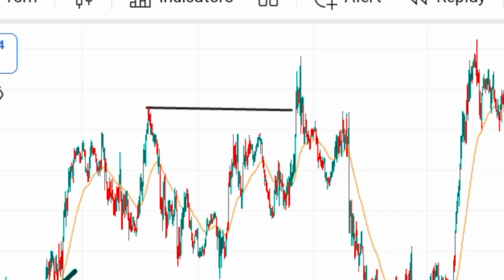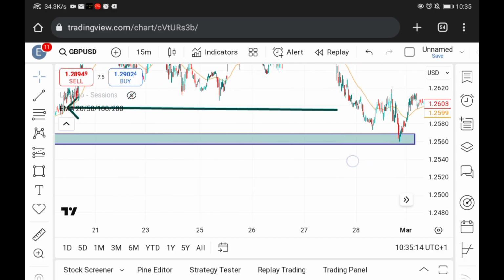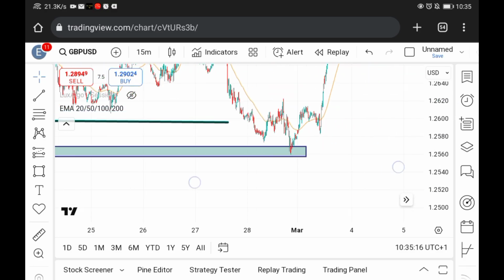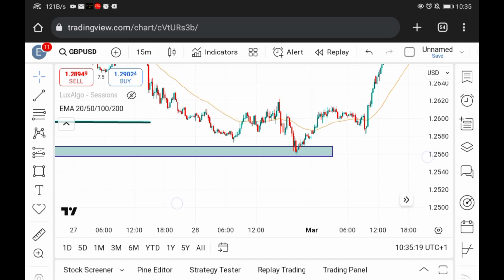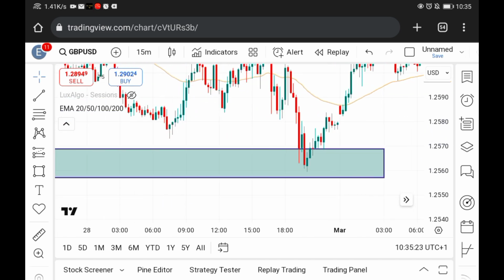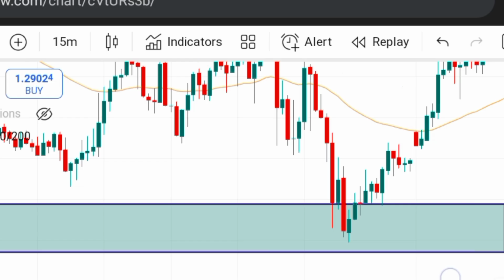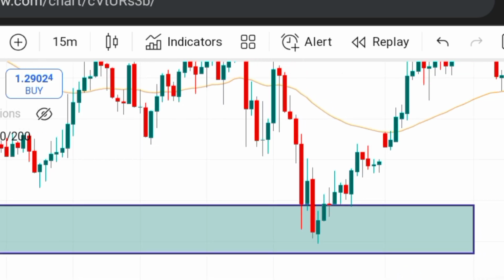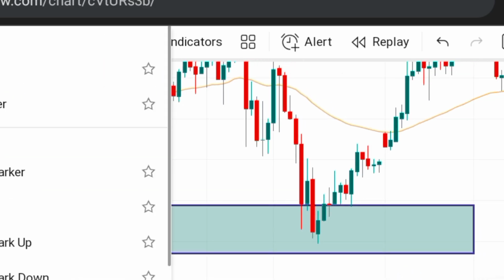So we could not access the 5 minutes here. We have to move to M15 for us to do the same thing using our 15 minutes chart. So we could not access our 5 minutes on TradingView. I'm not using the paid version. So we move down to our 15 minutes.